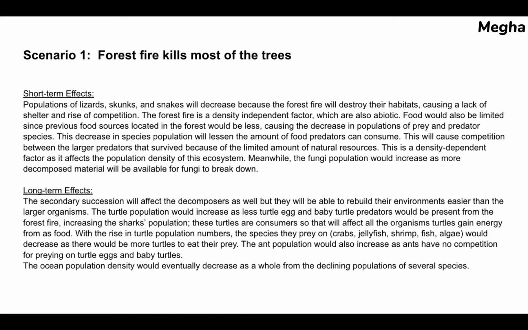These turtles are consumers, so that will also affect all the organisms turtles gain energy from as food. With the rise in turtle population numbers, the species they prey on, such as crabs, jellyfish, shrimp, fish, and algae, would decrease as there would be more turtles to eat them. The ant population would also increase as ants would now have no competition for preying on turtle eggs and baby turtles. The ocean population density would eventually decrease as a whole from the declining populations of several species.